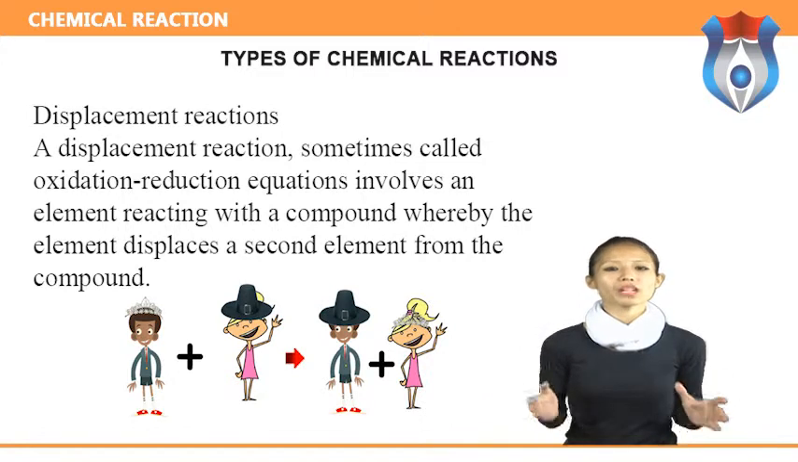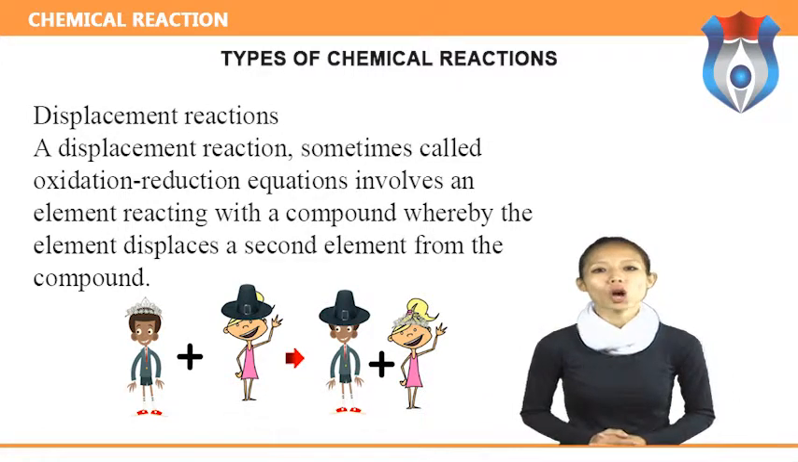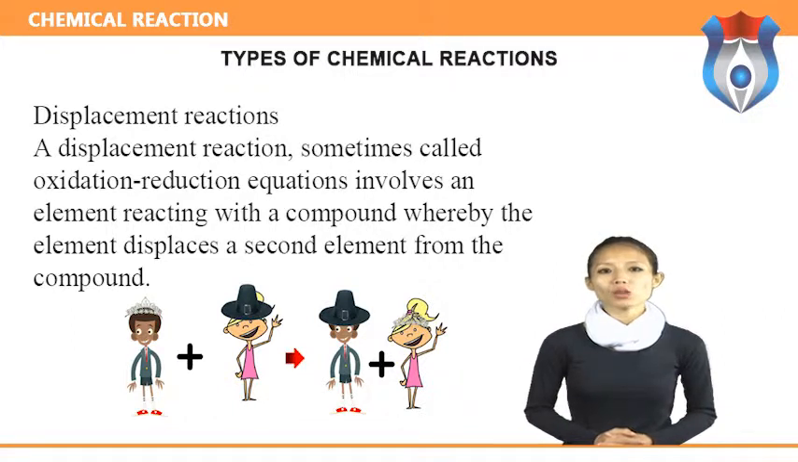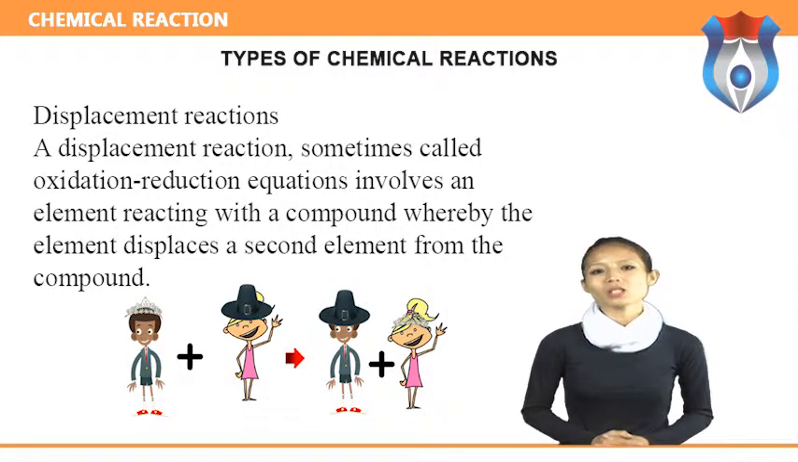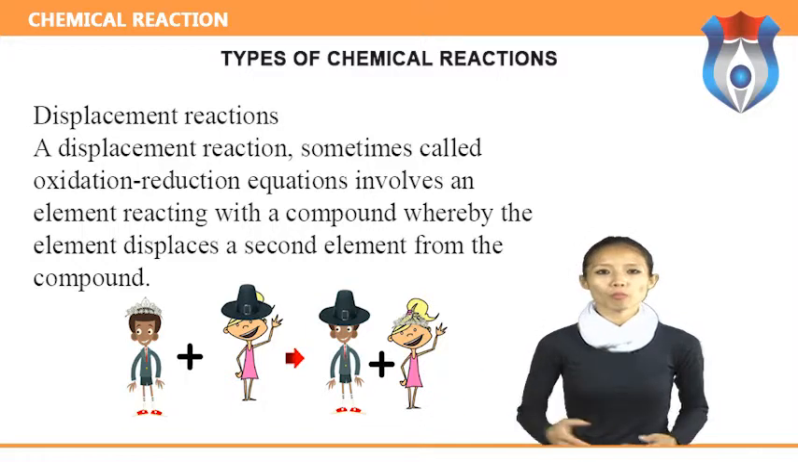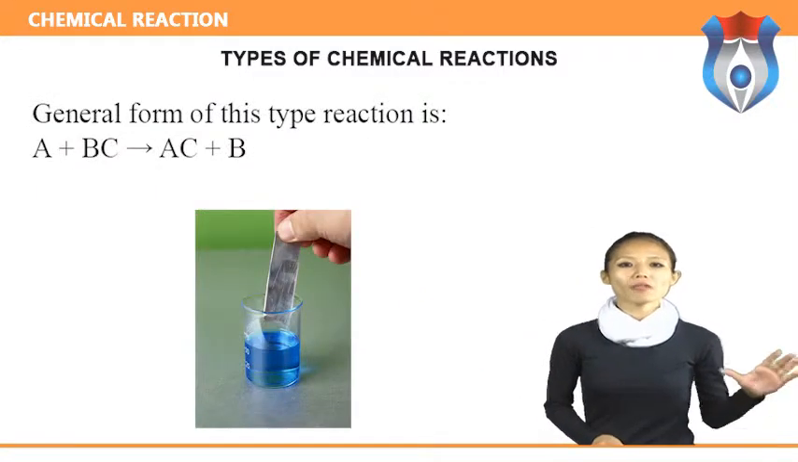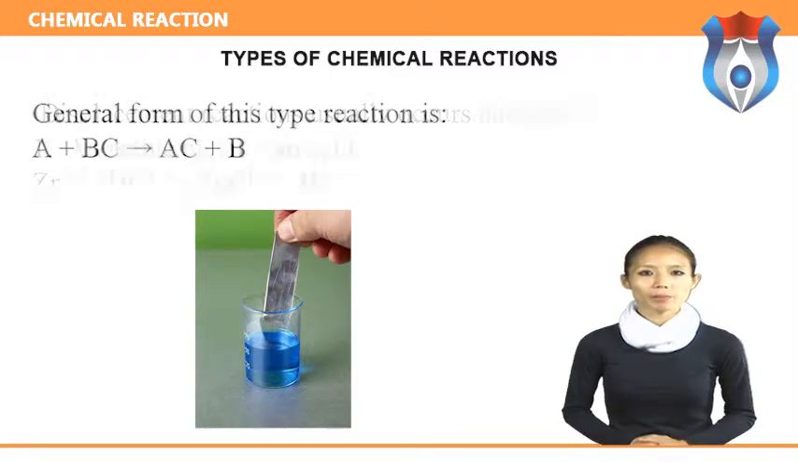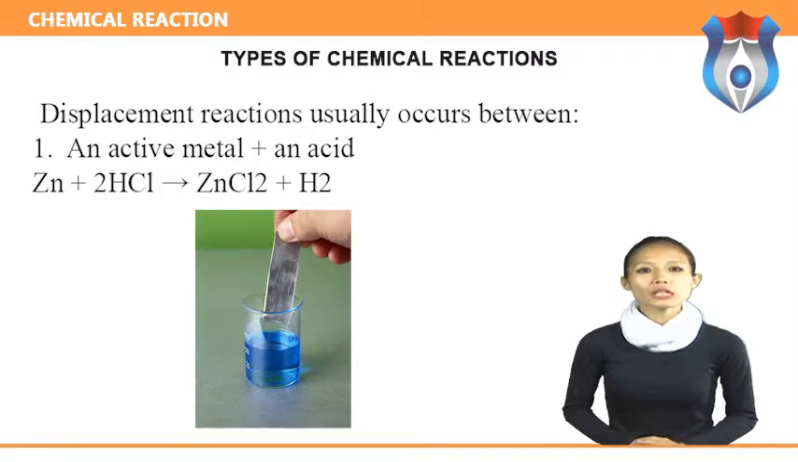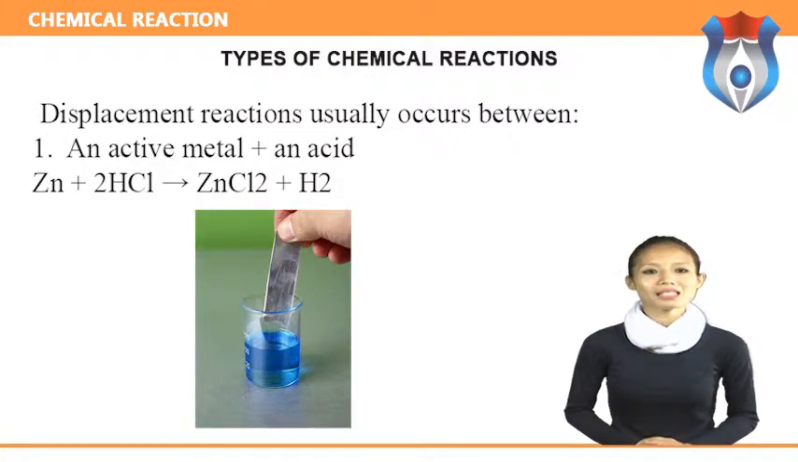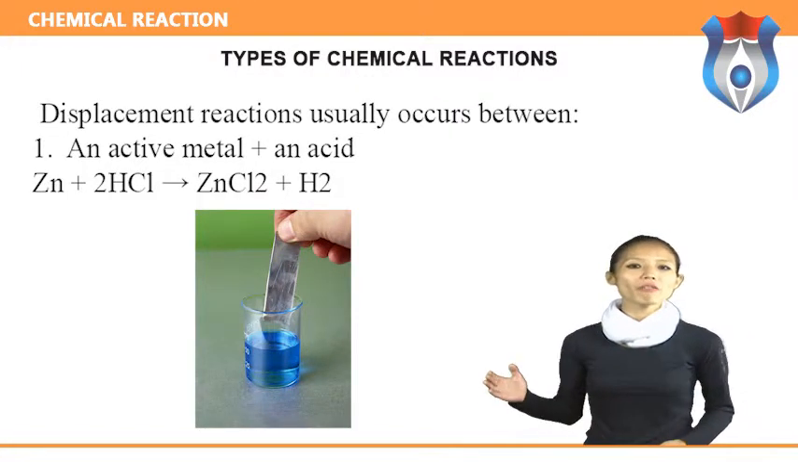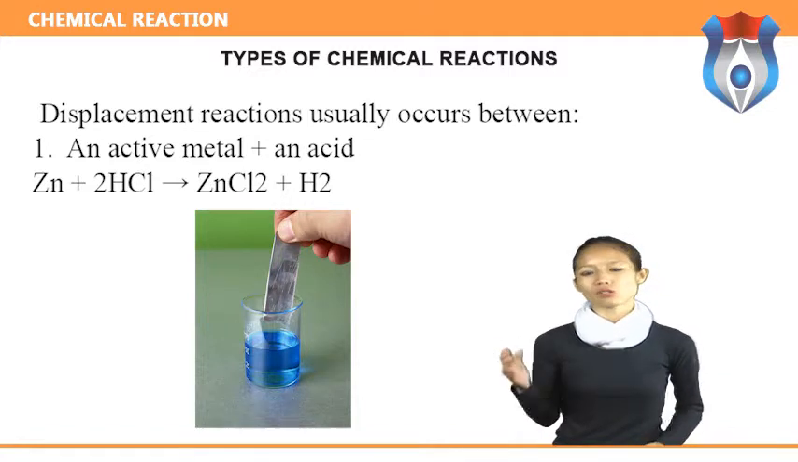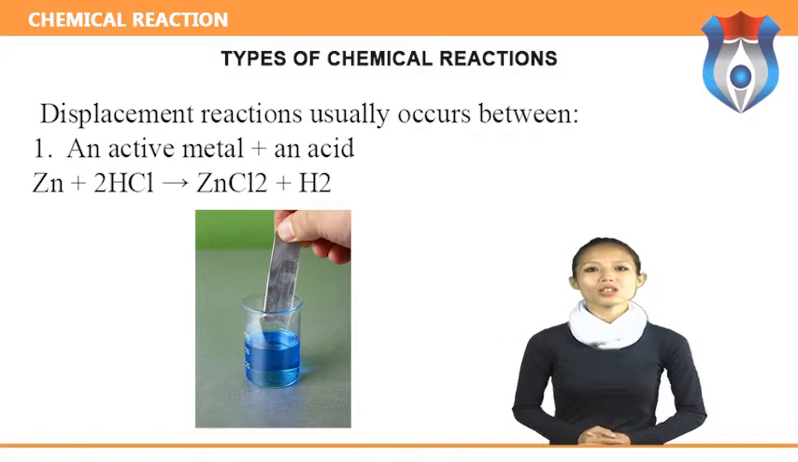Displacement reaction. A displacement reaction, sometimes called an oxidation-reduction equation, involves an element reacting with a compound whereby the element displaces a second element from the compound. The general form of this type of reaction is A plus BC yields AC plus B. Displacement reactions usually occur between the following combinations: an active metal plus an acid. When a metal which is above hydrogen in the activity series is reacted with an acid, hydrogen is liberated and a salt is formed.